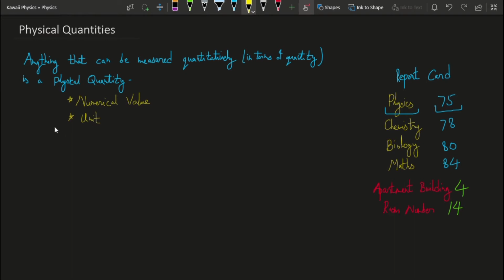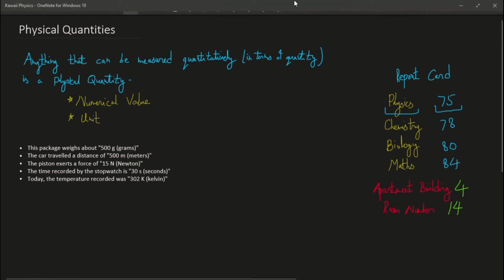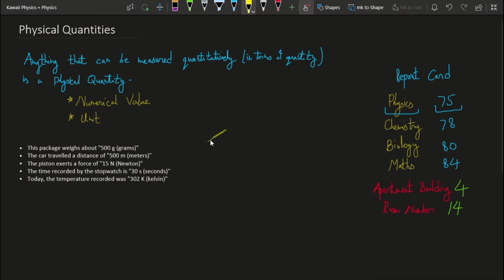And to tell you more about it, I have some examples here. Let me just paste it. Okay, now we have these physical quantities examples. First, let us focus on the first example. This package weighs about 500 grams. It's just conveying the information that the package is 500 grams. Let me just draw.